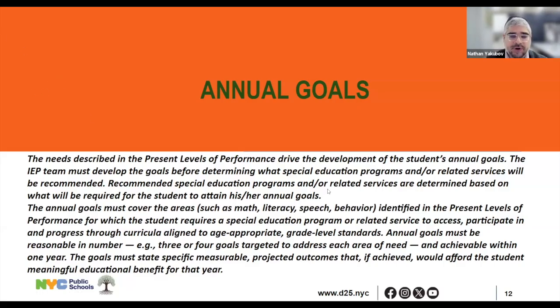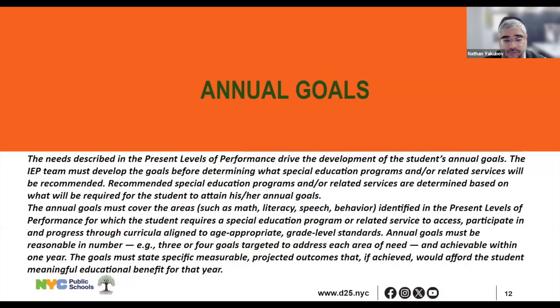Annual goals should be reasonable in number. So, for example, we want 3 or 4 goals targeted to address each area of need and achievable within 1 year, right? We want to make sure that we're putting something on paper that can actually be done. So we don't want to make the goals too lofty to try to get there. And we also don't want to have too many goals that we're not going to be able to address within the year.